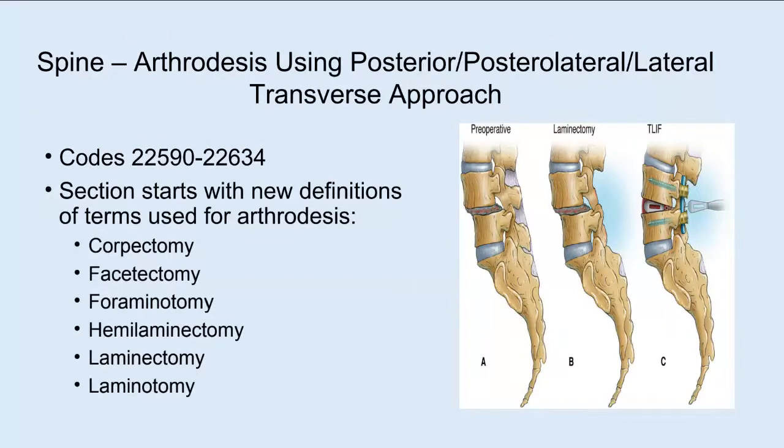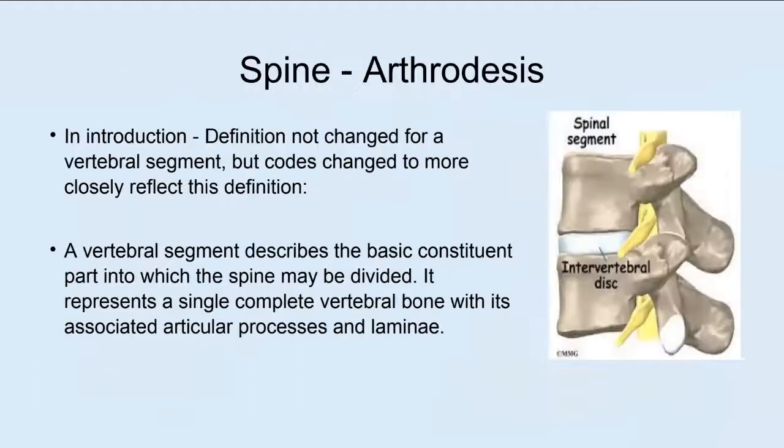So the introduction to these codes for arthrodesis includes new definitions of terms. And this is codes 22590, 22634. So the section starts with new definitions of terms for arthrodesis, corpectomy, facetectomy, foraminotomy, hemilaminectomy, laminectomy, and laminotomy. So lots of definitions.